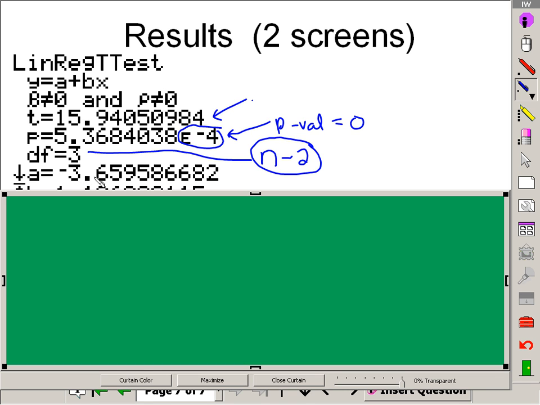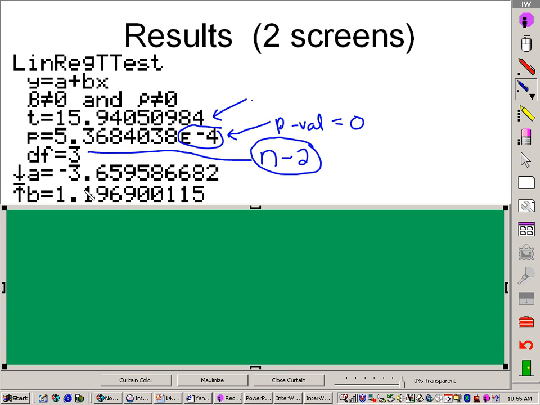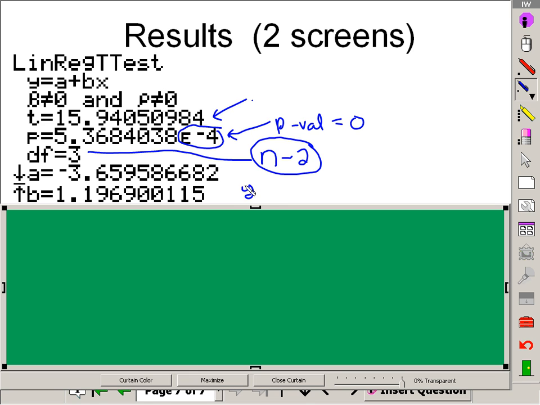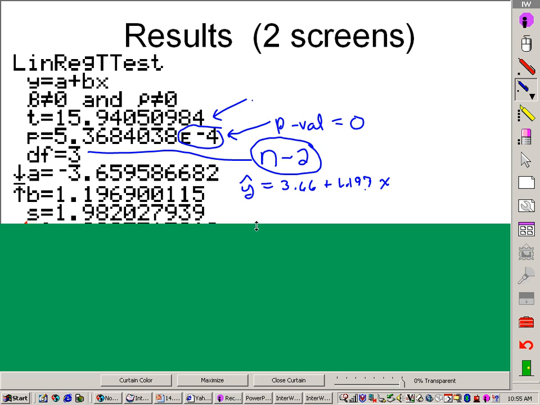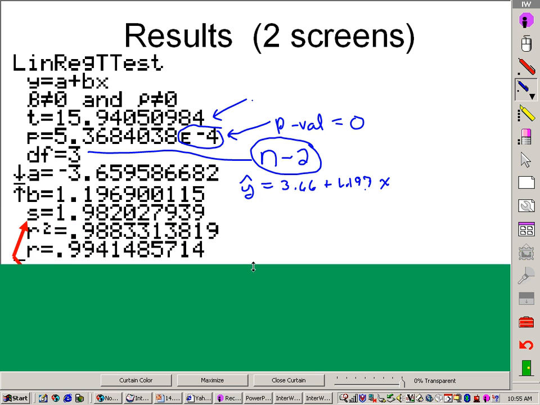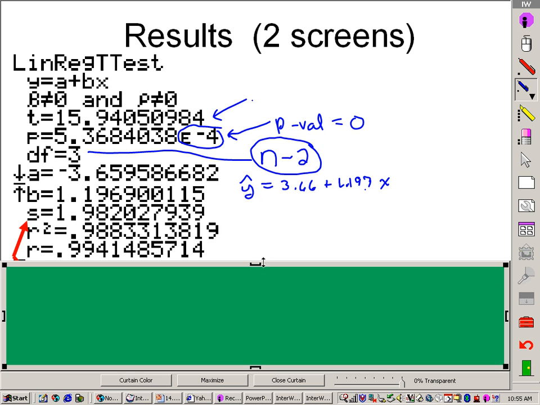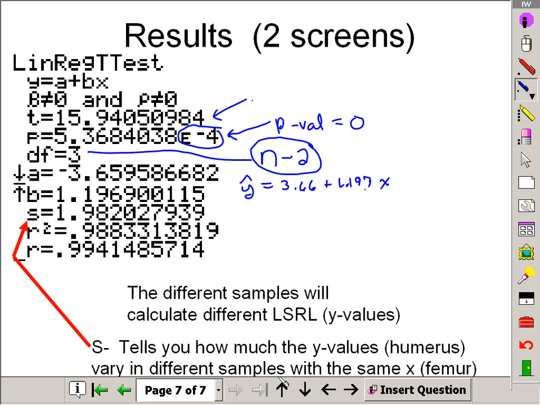Now, they again gave us the a that we came up with before, the y-intercept. They also write this down because for my sample of 5 fossils, we came up with y hat equals 3.66 plus 1.197x. That was my sample of 5. This number s I will explain in a moment. They again repeat a lot of the data, and give us r and r squared again.